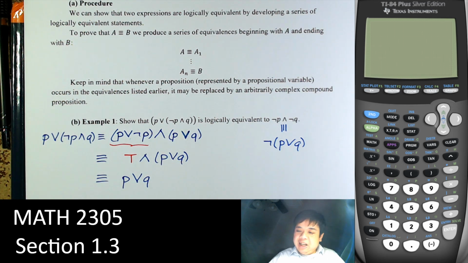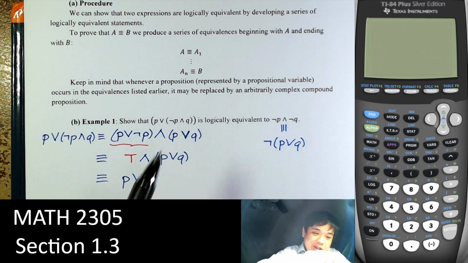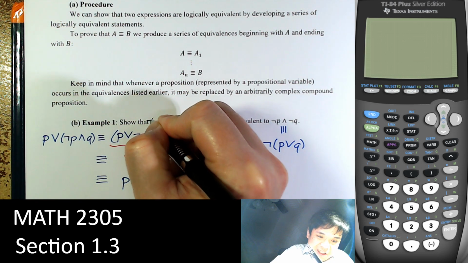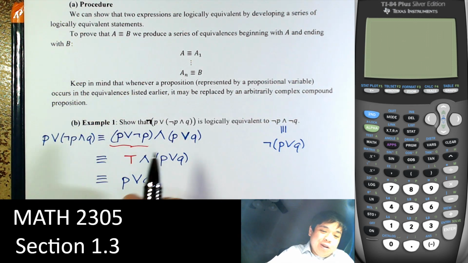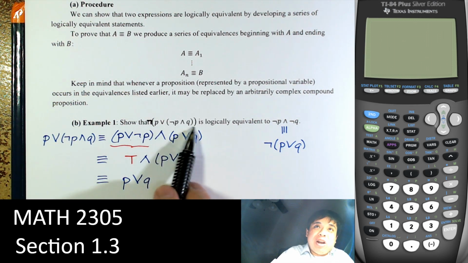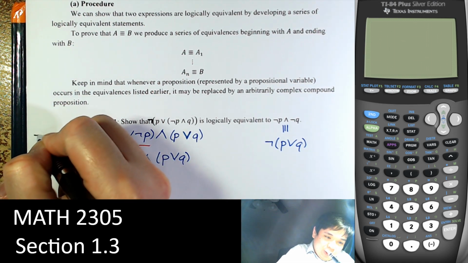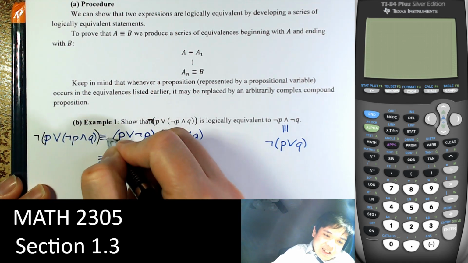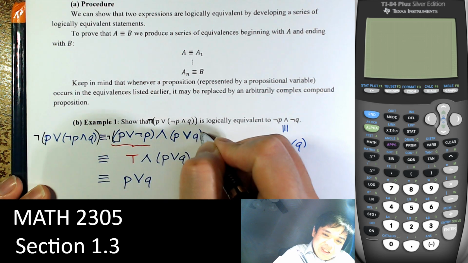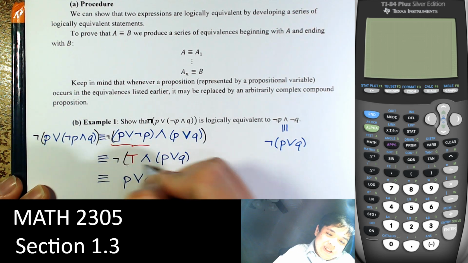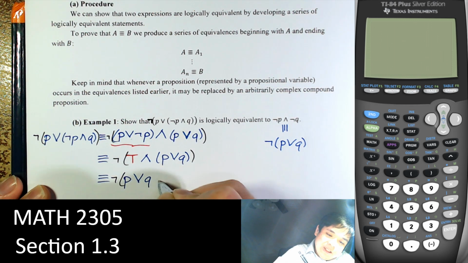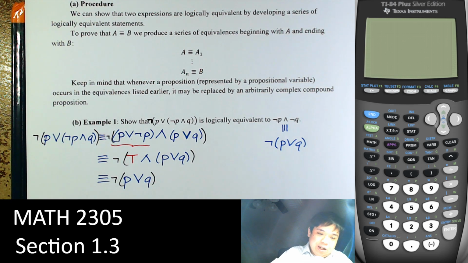I think there was a typo. I think this should be a negation. Sorry about that. Otherwise, I would not need the parentheses for no reason. Sorry. So we have to, and by De Morgan's law.